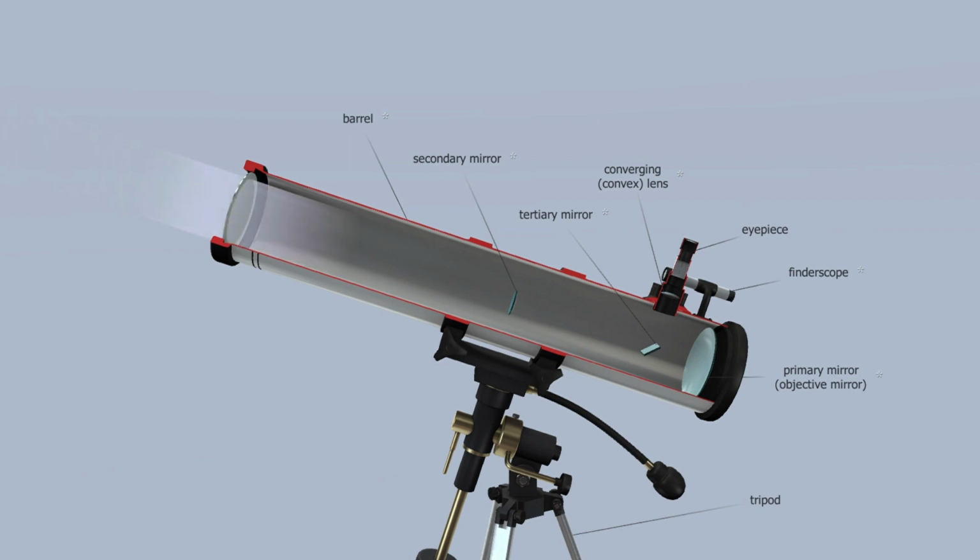In Nasmyth telescopes, the incoming light rays fall on a concave primary mirror, then are focused towards a convex secondary mirror. This reflects them towards a tertiary flat mirror, which then reflects the light to the eyepiece or an instrument. The advantage of this type of telescope is that there is no need to make a hole in the primary mirror, which can be difficult in the case of large mirrors.